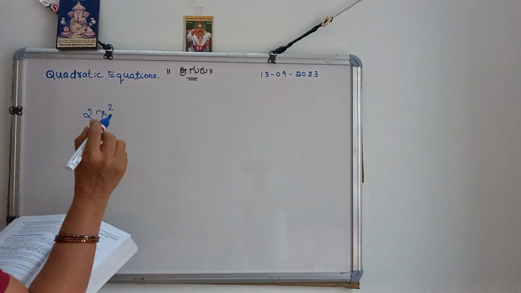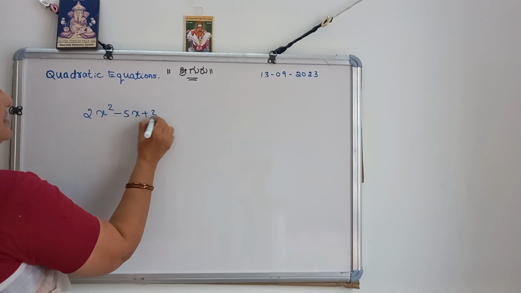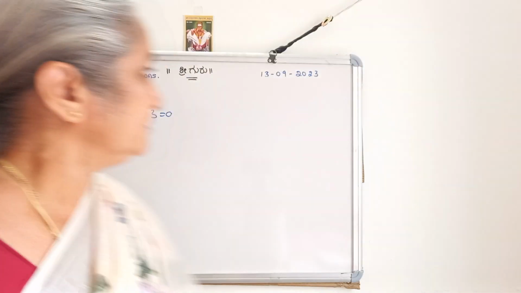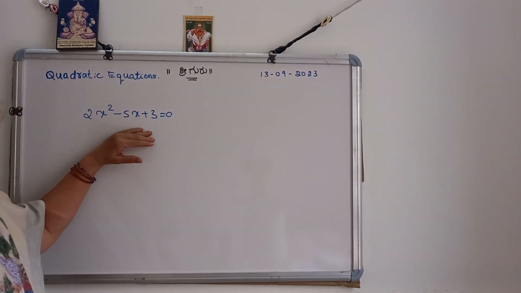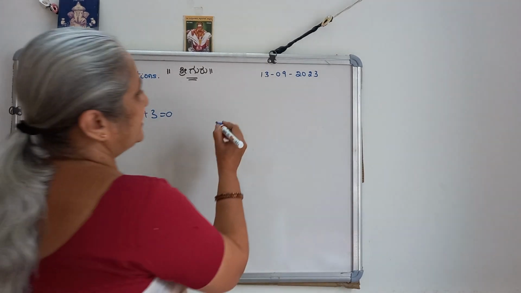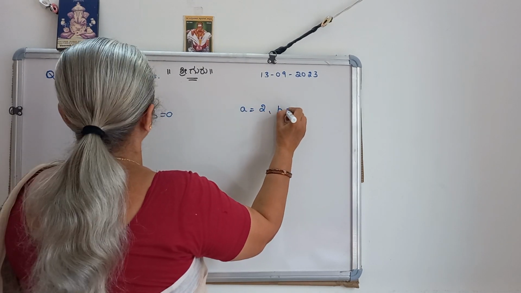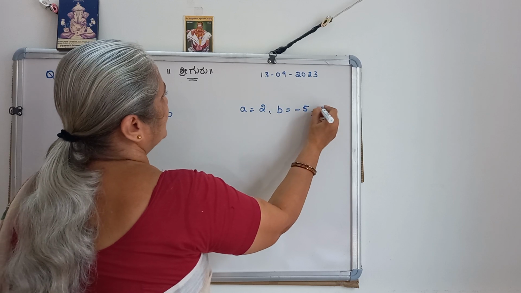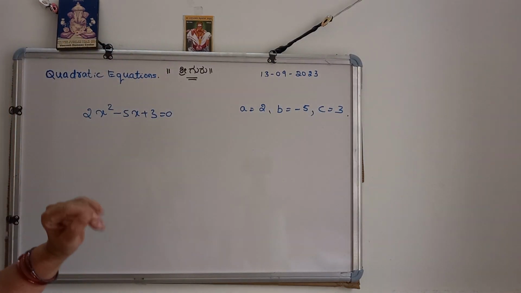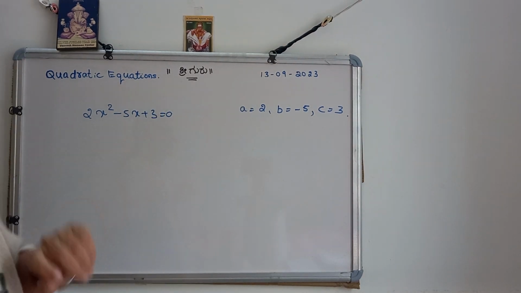2x square minus 5x plus 3 is equal to 0. This quadratic equation is in the form ax square plus bx plus c is equal to 0. Here a is equal to 2, b is equal to minus 5, c is equal to 3. Multiply a and c.